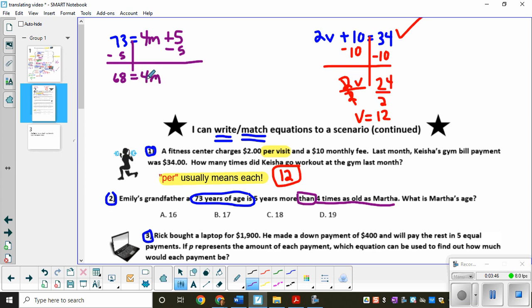Now this is 4 times Martha, so we're going to divide by 4, divide by 4. And when we do this right here, the 68 divided by 4 is 17.